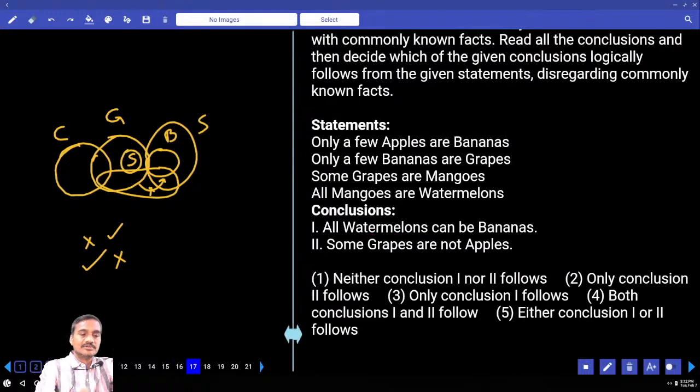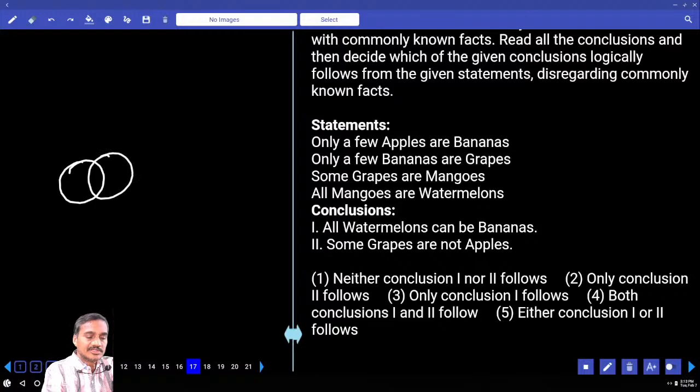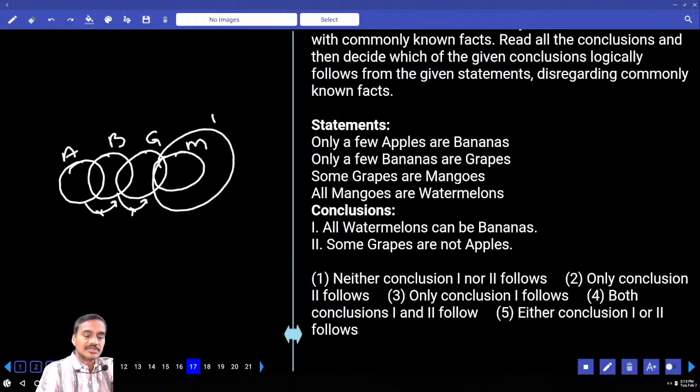Then 17th one, only a few apples are bananas. Only some of the apples are bananas, but not all. And only a few bananas are grapes. Only some bananas are grapes, but not all. And next one, some grapes are mangoes. No intersection between grape and mango. And all these mangoes are watermelon.